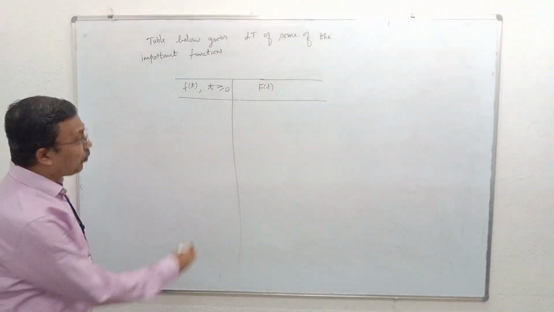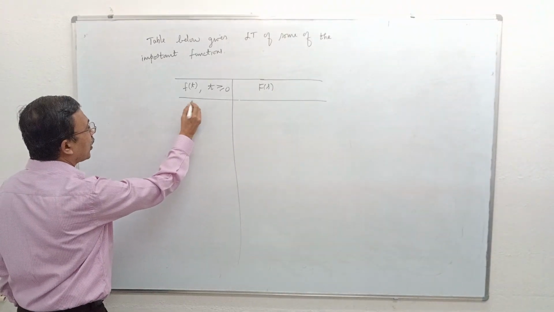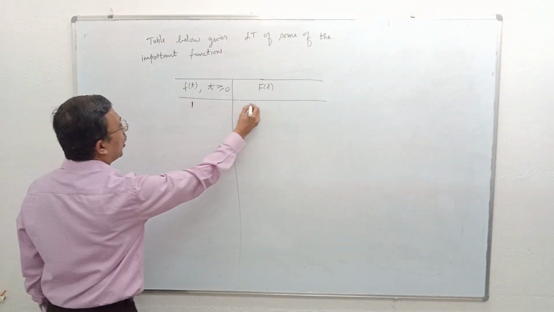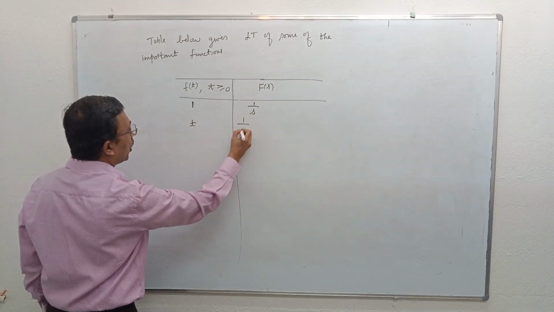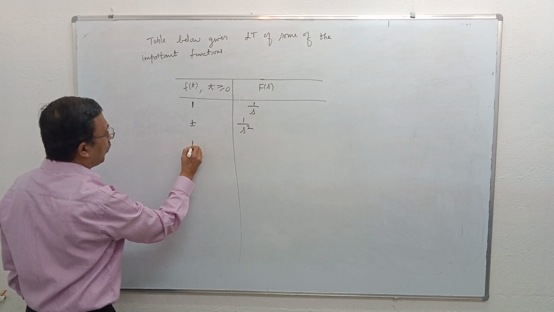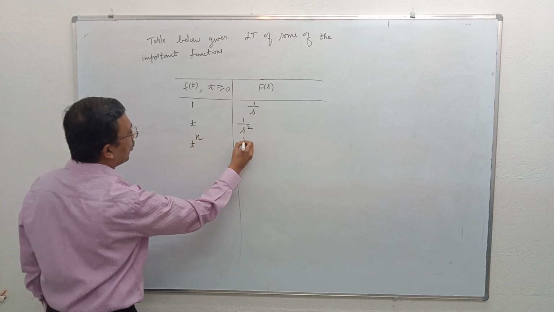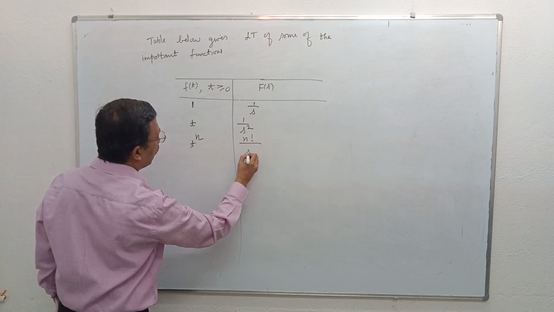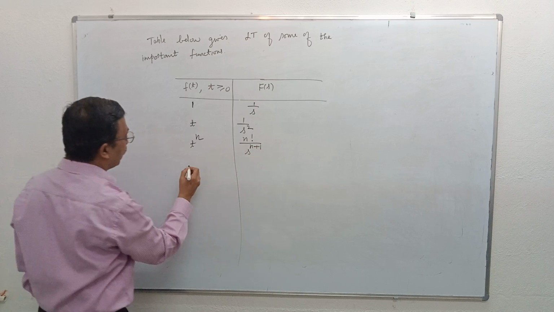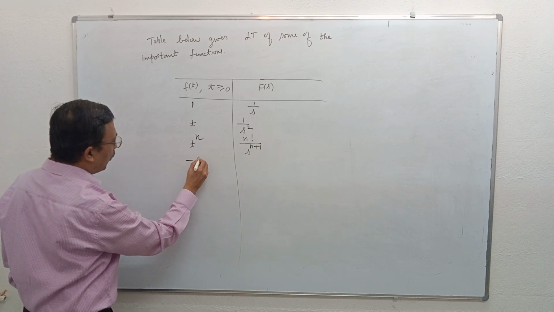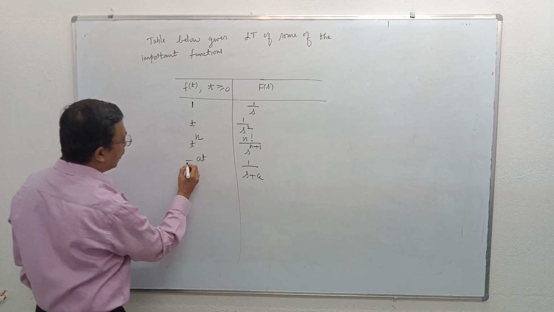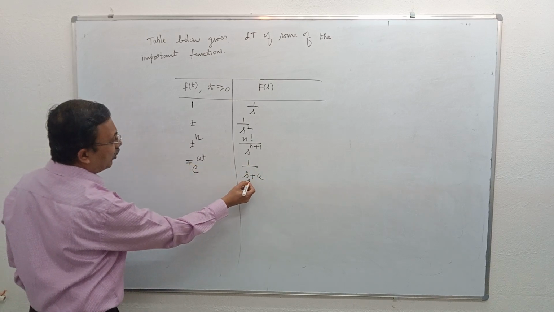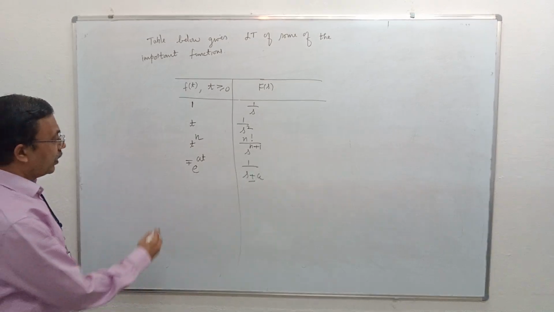First one is Laplace transform of 1. Laplace transform of 1 is what? 1 by s. Laplace transform of t is 1 by s square. Laplace transform of t to the power n is n factorial divided by s to the power n plus 1. Laplace transform of e to the power minus at is 1 by s plus a. If it is e to the power plus at, it is 1 over s minus a.